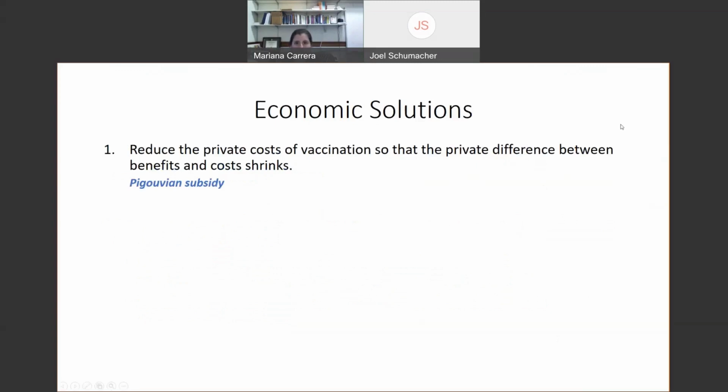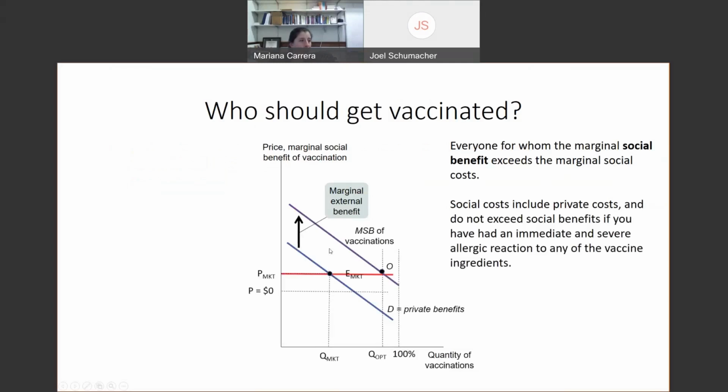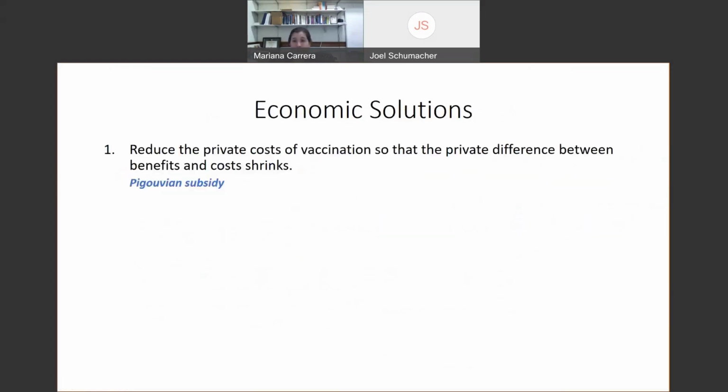So now let's turn to the economic solutions. Anytime you've got an externality and you want to either increase or decrease the quantity of uptake, the first solution that economists will propose is either a subsidy or a tax, depending on whether it's a negative externality or a positive externality. So what we call a Pigouvian subsidy is a subsidy making it cheaper to buy something that confers positive external benefits on others. The goal is to start closing this gap between external benefit and private benefits by making it cheaper for you to get the vaccination.